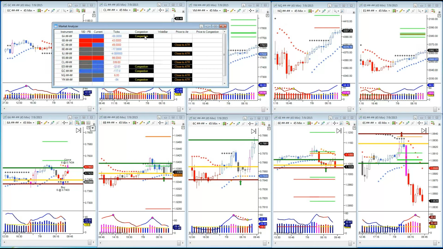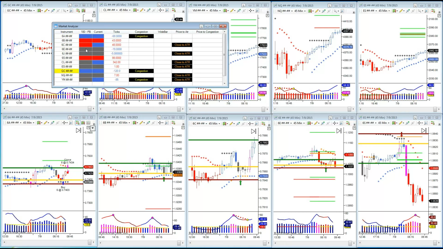I also know that it is in congestion. On the British pound, the previous bar was red. The current bar is red. The ATR is above and it's 44 ticks away from price. Okay. On the Canadian, we did have a red trend bar. It is now turning blue, and it is 48 ticks away from the ATR. In other words, this is going to try and flip that ATR. That's why it says close to ATR. The new ATR has not yet plotted, and I know that.